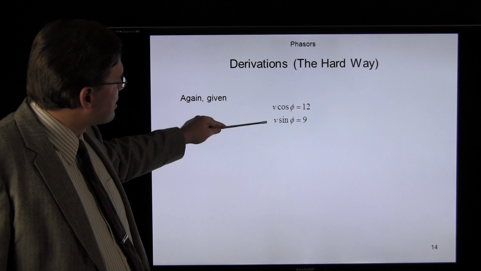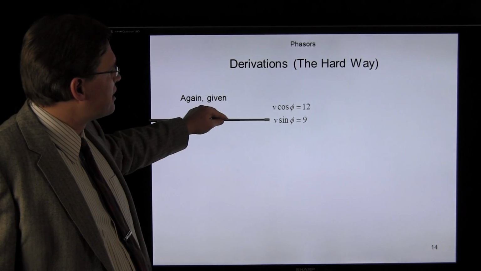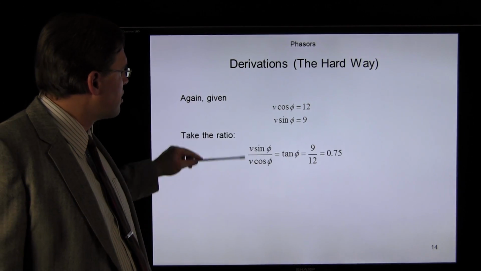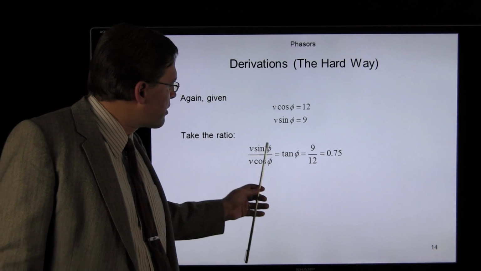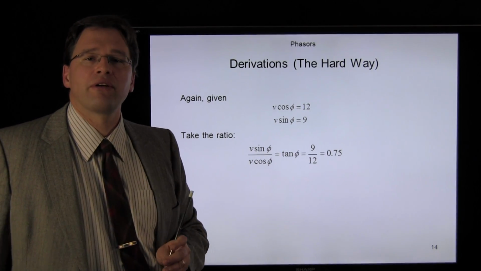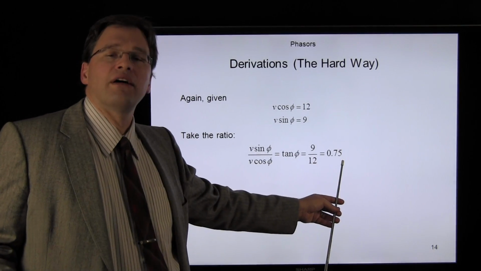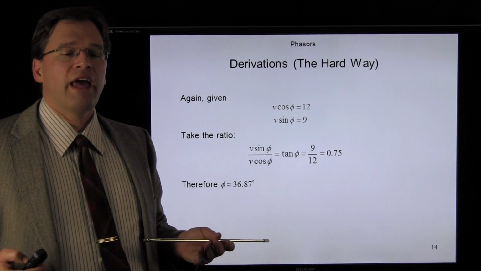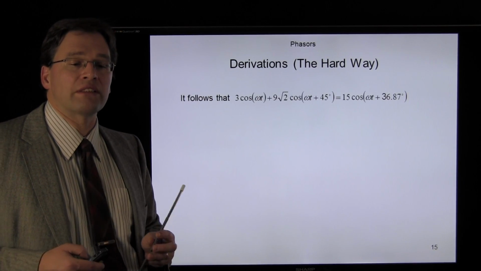Let's take these two formulas again. Well, let's take the ratio of them. We'll take the ratio of the second over the first. The amplitudes cancel out, and I'm left with tan of phi is equal to 9 over 12, or 0.75. Well, therefore phi is arctan of 0.75, and therefore phi is equal to approximately 36.87 degrees.